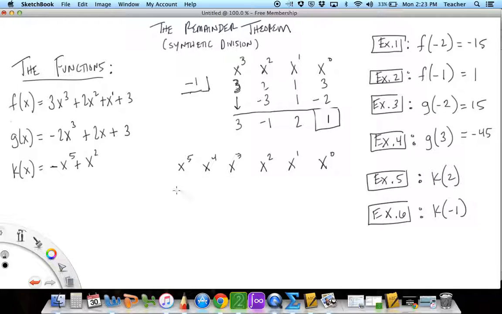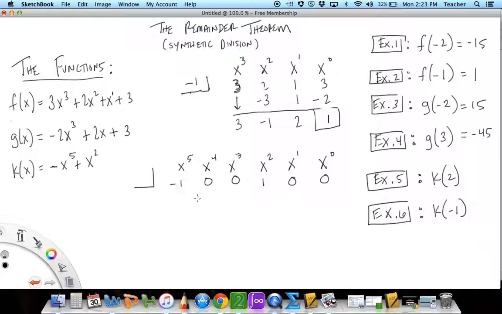So let's find out the term in front of x to the 5th is negative 1. Okay, so the coefficient in front of x to the 5th is negative 1. There is no x to the fourth term. There is no x to the third term. The coefficient in front of x squared is positive 1. There is no x to the first term, and there is no x to the 0 term. So even though this is a tiny function, it may look bigger now that we have the zeros included.